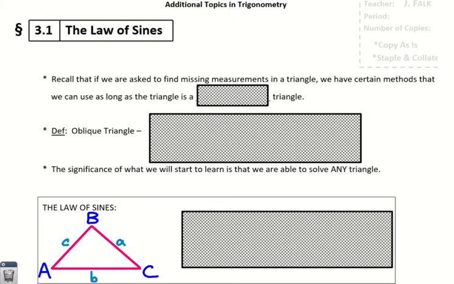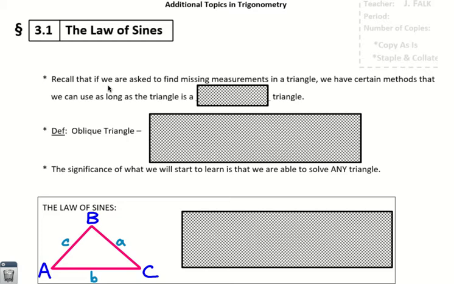Go with Unit 3. It's our third and final unit with trigonometry. And section 3.1 is called the Law of Sines. We start with a recall.